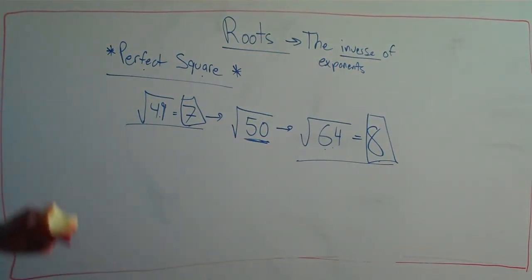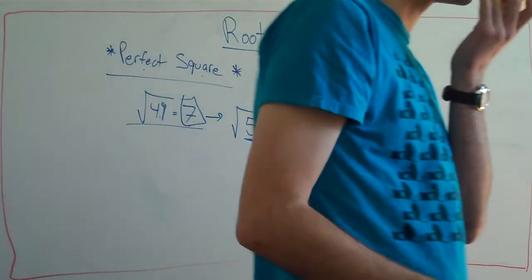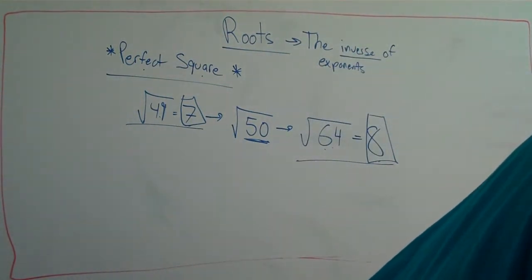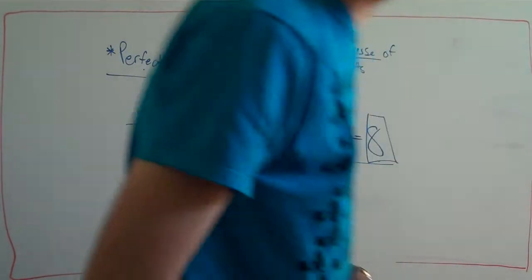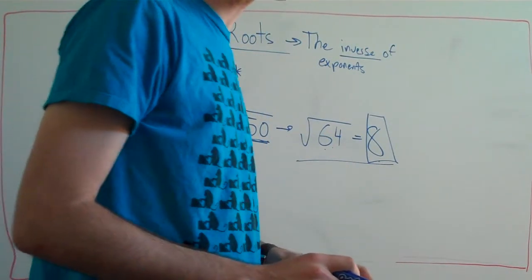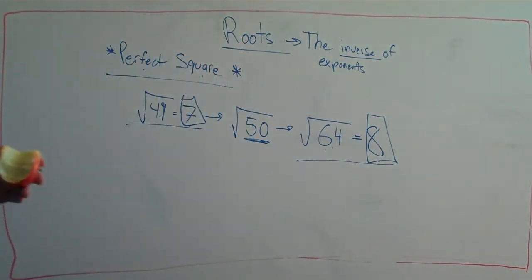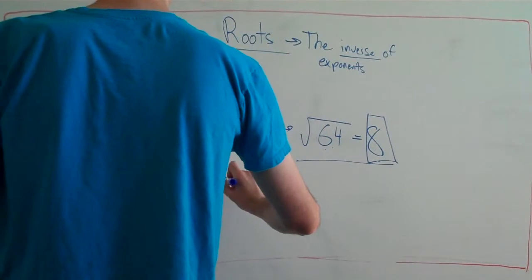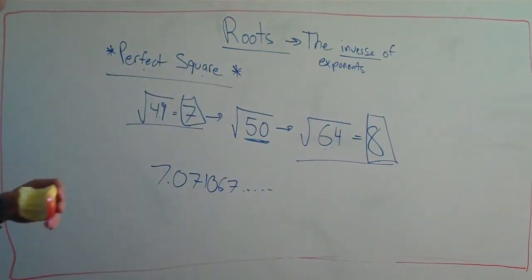Try typing in 50 on the calculator. If you're using that one, you have to type in the root first. So let me show you. Second function. And then see this root sign here? Root, and then type in the value. And then close the parentheses. Hit enter. What is that number? 7.071101067812... blah blah blah. It's a really ugly number, right?